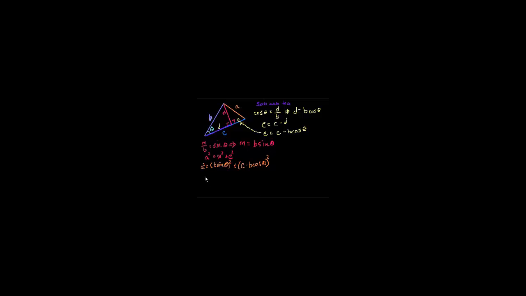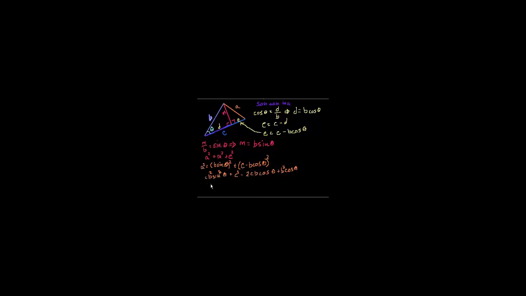So that equals b squared sine squared theta. Sine squared theta just means sine of theta squared, right? Plus, and then we just FOIL this out, although I don't like using FOIL, I just multiply it out. But c squared minus 2cb cosine theta plus b squared cosine squared theta. Right? I just expanded this out by multiplying it out.